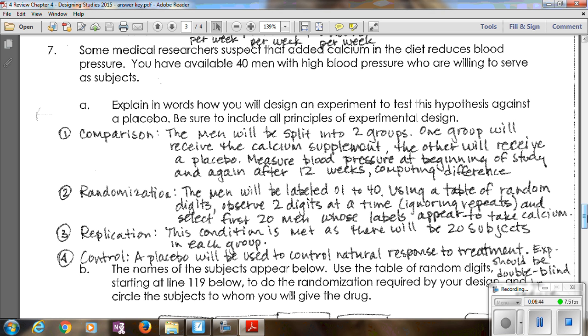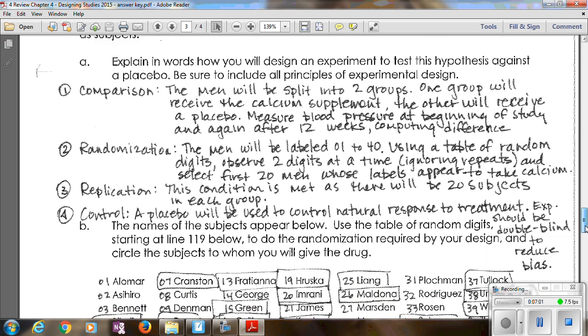For replication, we know this condition is met as there will be 20 subjects in each group. In number 4, for control, we have a placebo that we're going to use to control the natural response to the treatment. You might also want to include here that to reduce bias, it could be a double-blind experiment.